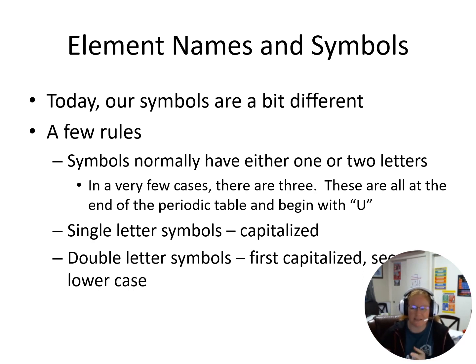So when we have a single letter symbol, it is capitalized. When we have a double letter symbol, the first letter is capitalized, and then the second letter is lowercase. So something like hydrogen, single letter symbol, it would just be H for hydrogen. Something like sodium, which its symbol is Na, we would use capital N, a lowercase a.